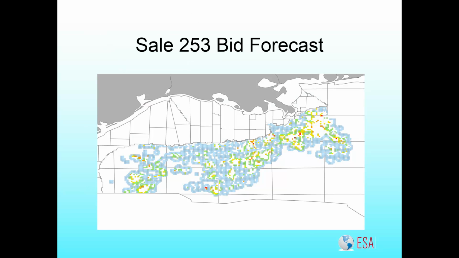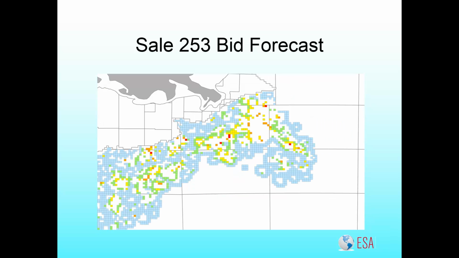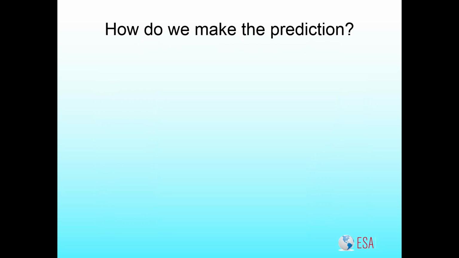So an example of our output, as you can see, deep water only, and the red blocks are ones we think would be most likely to be bid on, and then goes orange, yellow, green, and then the blue would be blocks we think are unlikely to receive bids. We'll zoom in so you can see better what's going on there.